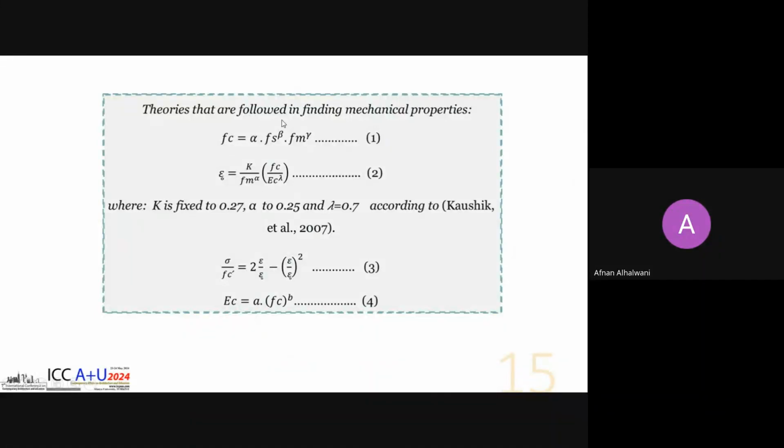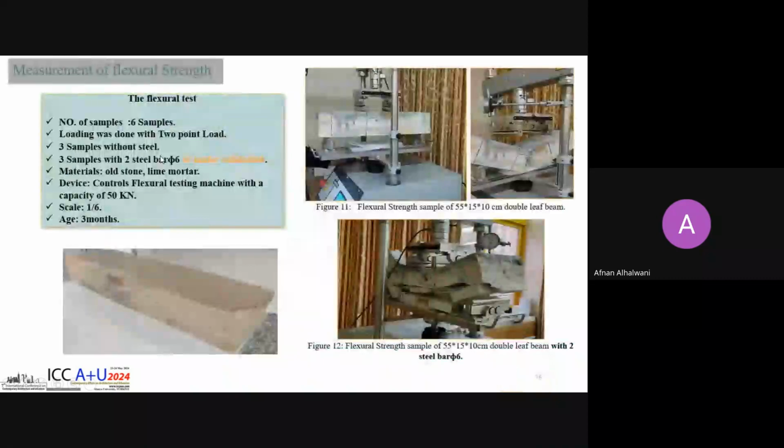The theories that are followed in finding the mechanical properties. Two types of models were built from stone and mortar with the same dimension at 1/6 scale: the first type of samples without steel, and the second type of samples with steel, 2/5/6, as shown in this figure.